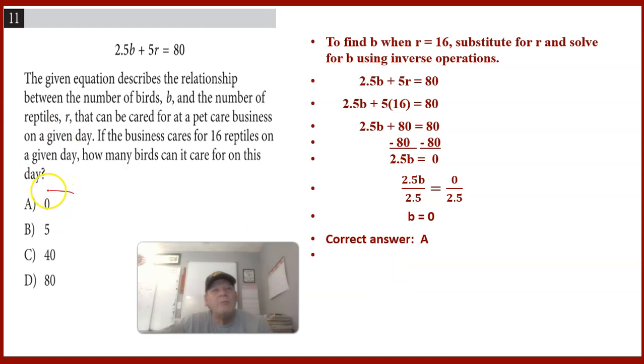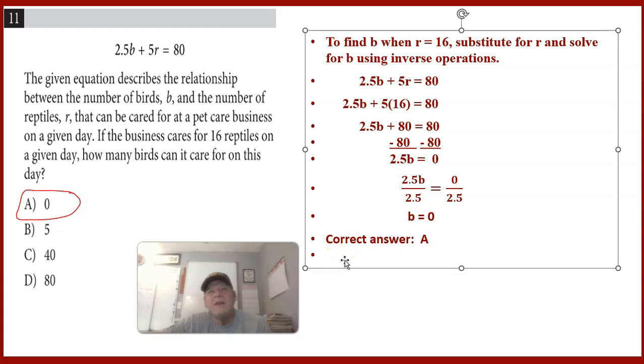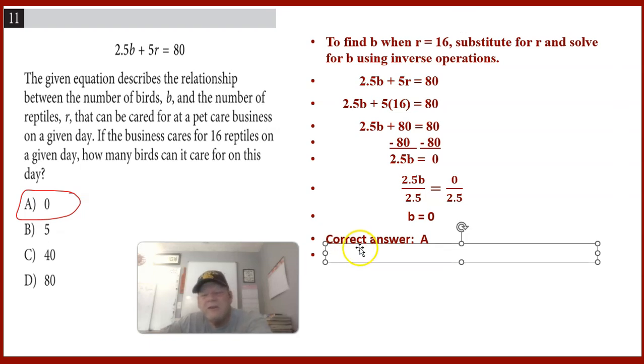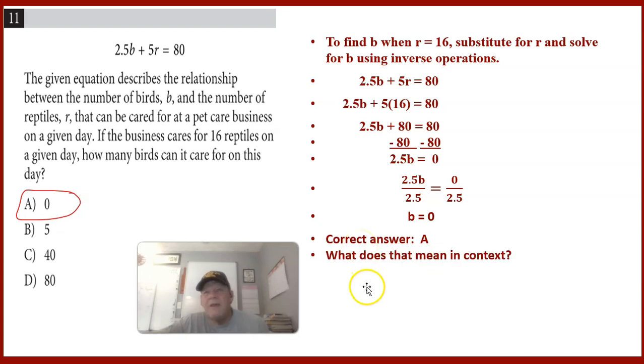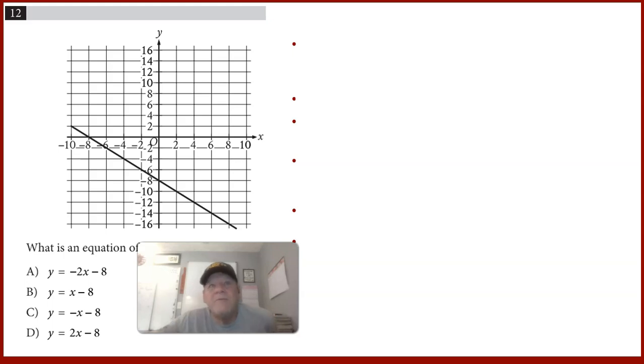That almost looked a little bit tricky. So let's just talk about what it means if they have 16 reptiles and they can do 0 birds. What does that mean? So in context, it means that they spend so much time with the reptiles, they do not have time for birds. All right, now let's do the last problem on this video.